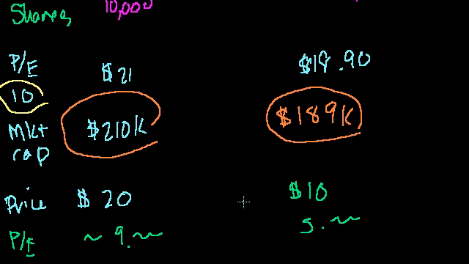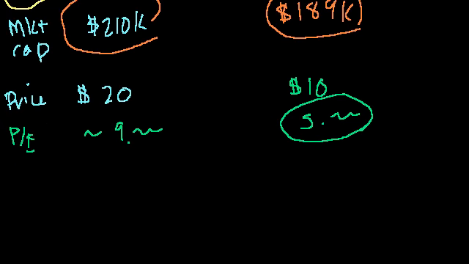So when you superficially just look at this, you're going to say, wow, this is a cheaper price to earnings ratio. Maybe I should buy that. But what we saw in the last video is that price to earnings isn't a good relative valuation metric when two different companies are capitalized very differently. So what you want to do is instead back out what these prices imply about the enterprise value. So what does $20 imply about the enterprise value, and what does $10 imply? And how do you do that?